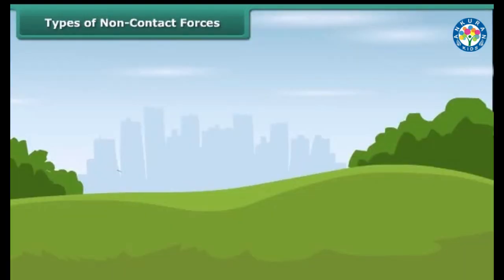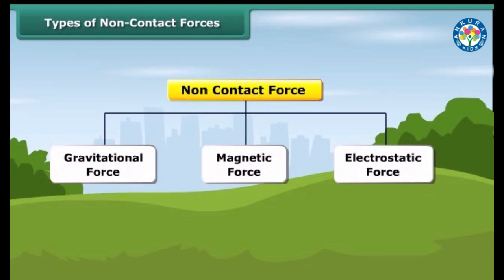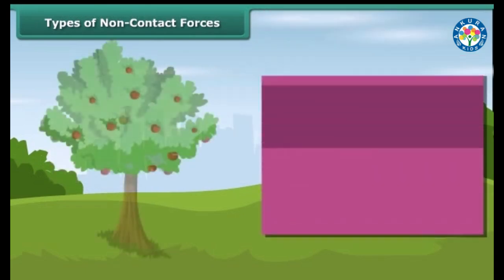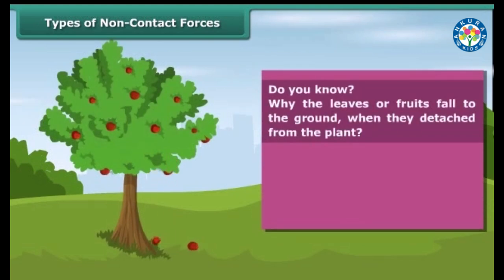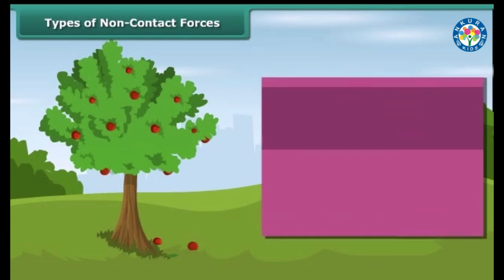Types of non-contact forces. The types of non-contact forces are gravitational force, magnetic force, and electrostatic force. Do you know why fruits and leaves fall to the ground when they detach from the plant? This is because of gravitational force. The force due to Earth's attraction is called the gravitational force. This is an example of non-contact force.